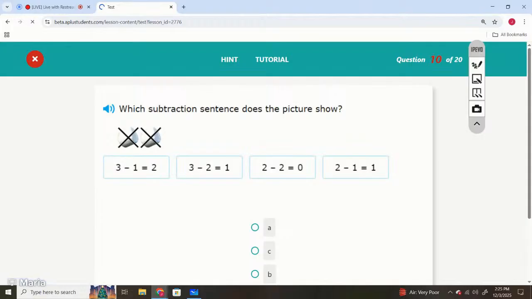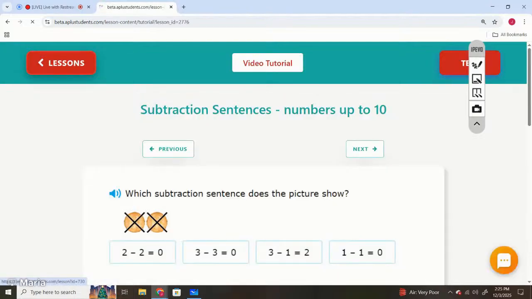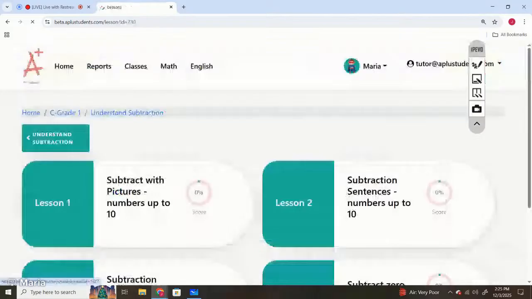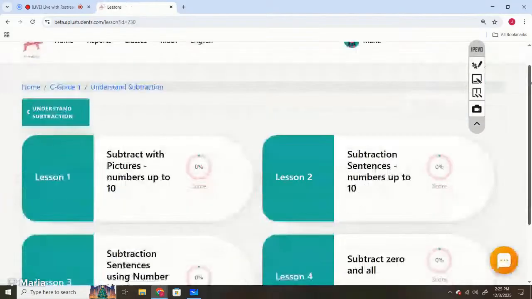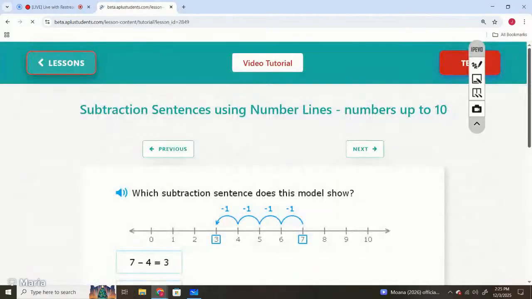Next lesson. Lesson is subtraction sentences using lines 10. Okay, let's just start with the lesson.